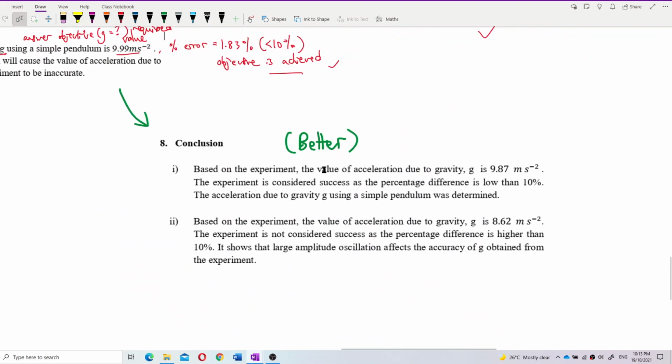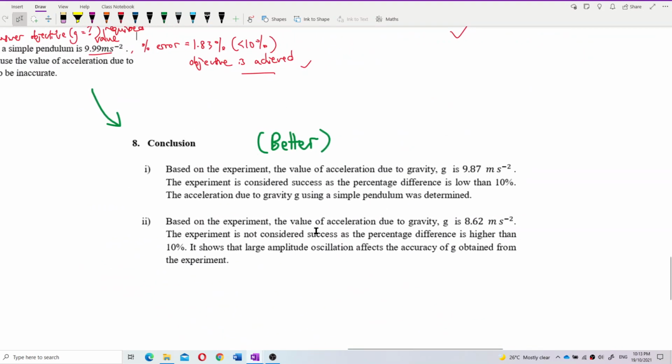So this is another, better one. This is the better conclusion. Look at this one. He states the required value, good. And then considers it a success. This objective is achieved. Another way of saying objective achieved is a success. The percentage difference is lower than 10%. Better if you also mention what the percentage error value is: 1.83%. You must say the value also, the percentage error. Okay? Lower than 10%, objective achieved.